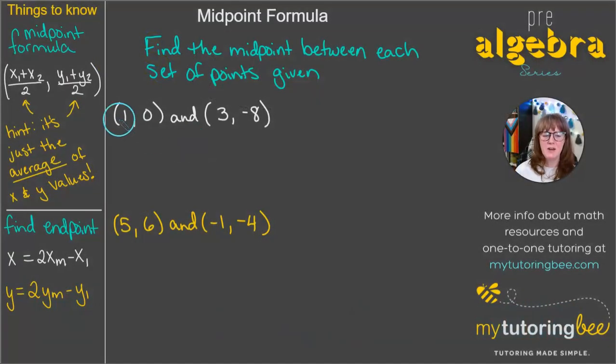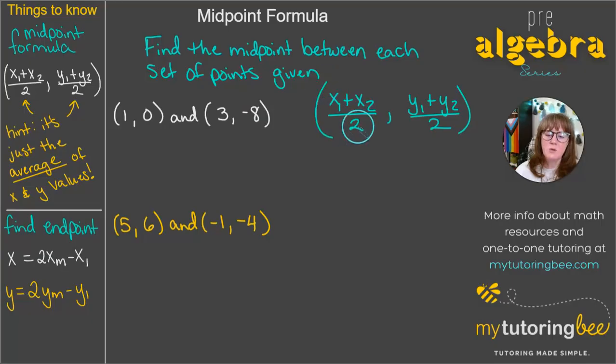All right, here we are given 2 points and we are being asked to find the midpoint between each set of points given. So we're going to use this formula over here, our midpoint formula. And basically it's just averaging the 2 x values and the 2 y values. So let's go ahead and substitute those into our formula. Our formula is x1 plus x2 over 2, comma, y1 plus y2 over 2. And that is going to be the coordinate of our midpoint.